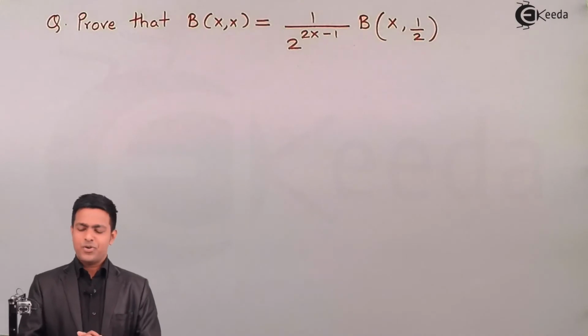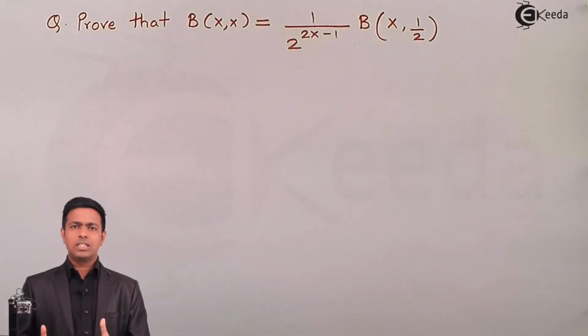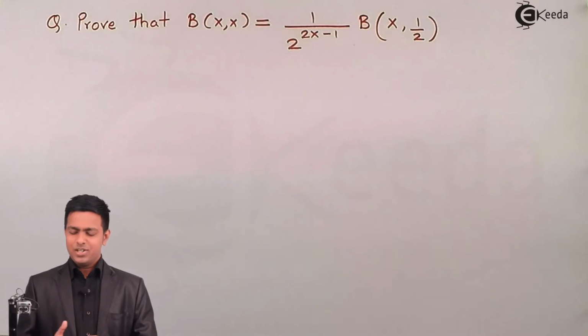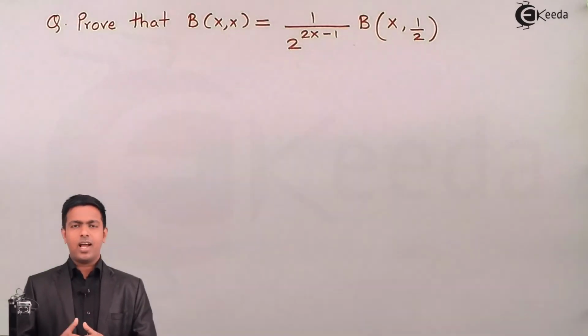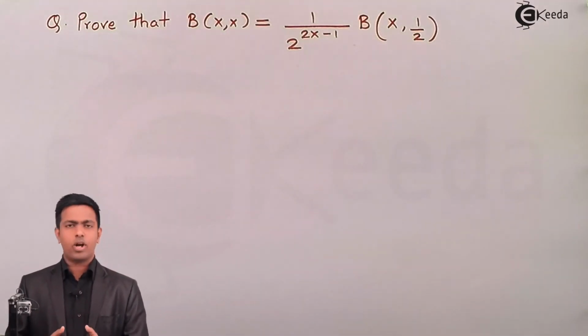Problem for you, which is based on the properties of beta function. Here we have to prove the property of beta function by using the formulae, or I'll say the other properties of beta and gamma function. So for that we have beta x comma x, and we have to prove that it is equal to 1 upon 2 raised to 2x minus 1 beta x comma 1 upon 2.